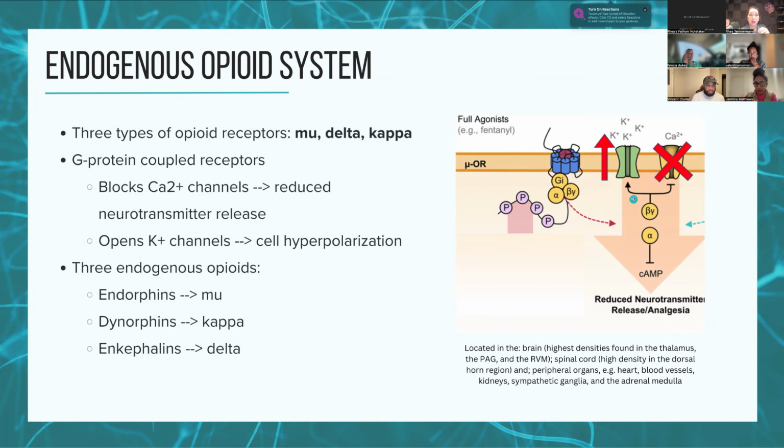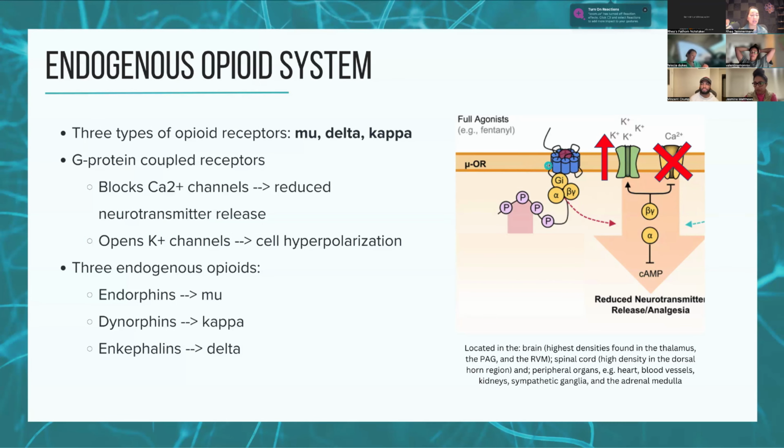And because positive charges are leaving the neuron, that neuron becomes hyperpolarized. So it becomes more negative because it's lost the positive. And when it becomes more hyperpolarized, it's less likely to fire an action potential. Okay, so those are the two ways that opioid receptors work in order to decrease pain signaling. I hope that made sense.